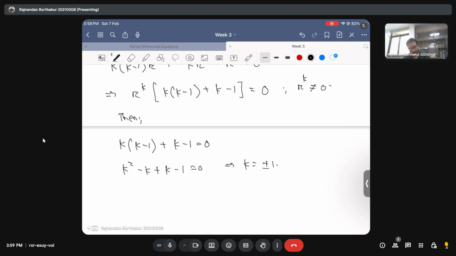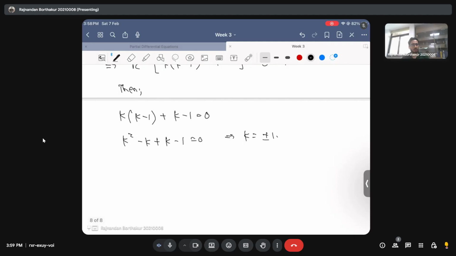So that's it. These are the two values of k that are possible. If you take these two values, one solution will be a1 times r to the power k, or r to the power 1, and the next solution will be a2 times r to the power minus 1. The complete solution is going to be the linear combination of these two individual solutions.